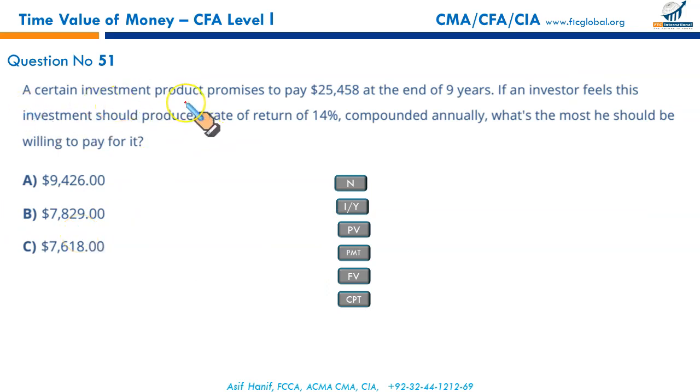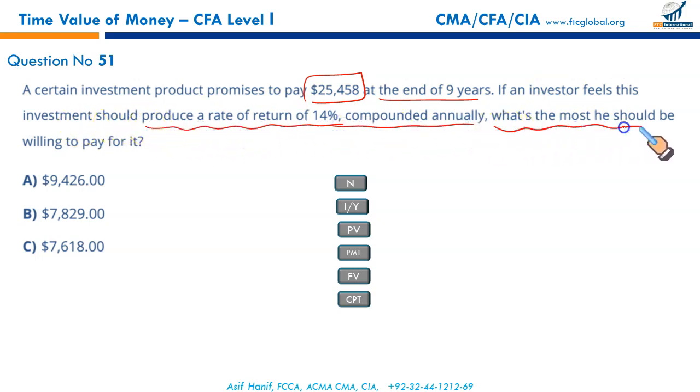A certain investment product promises to pay this much at the end of the 9th year. If an investor feels this investment should produce a rate of return of 14% compounded annually, what is the most he should be willing to pay for it? What is its present value? Straightforward. The question will start speaking with you. The more you practice, the more the question will start telling you how it should be solved.